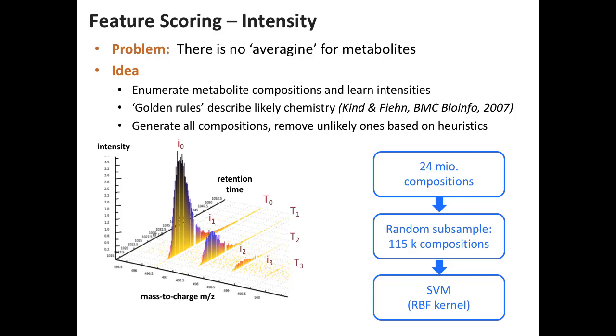We just need to know the compositions, because for the same composition, we would get the same isotope profiles, of course. And what you can then do is generate 24 million of those. You randomly subsample, and you just start learning the patterns that you have seen. We basically trained a one-class support vector machine that just recognizes metabolite patterns. It's kind of a detector that says this looks like a metabolite and that doesn't look like a metabolite. It's a very straightforward thing.